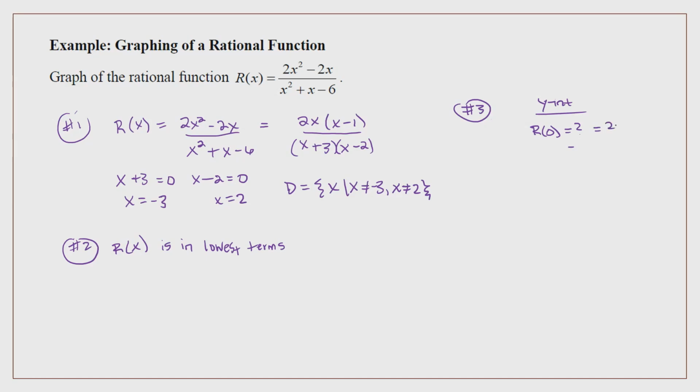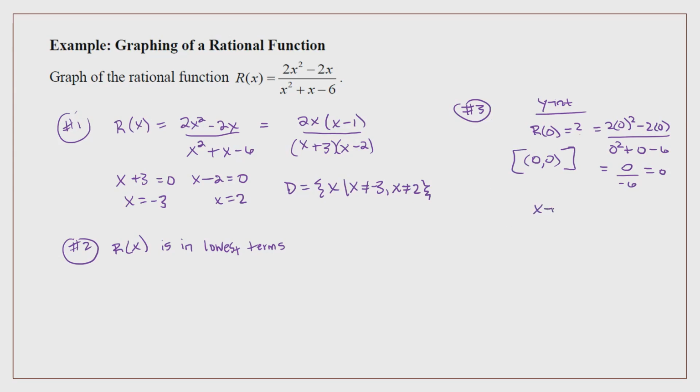So we have 2 times 0 squared minus 2 times 0 divided by 0 squared plus 0 minus 6. So we'll have 0 over -6, which just equals 0. So we'll have the point (0, 0) as our y-intercept.